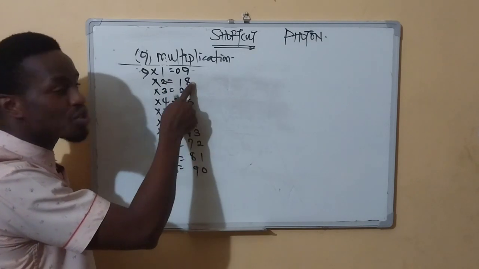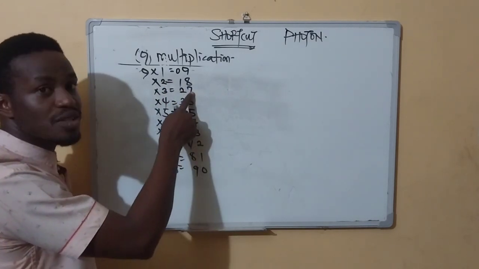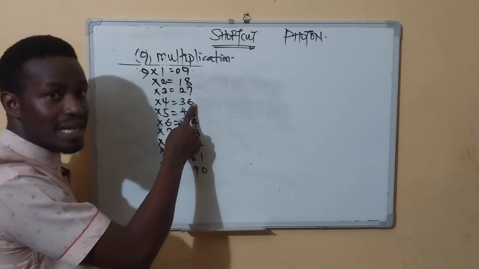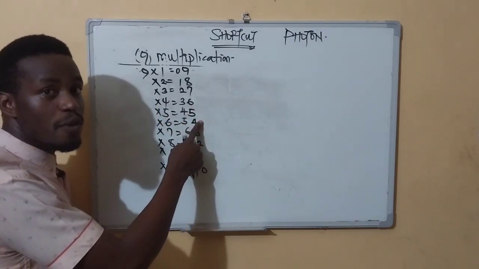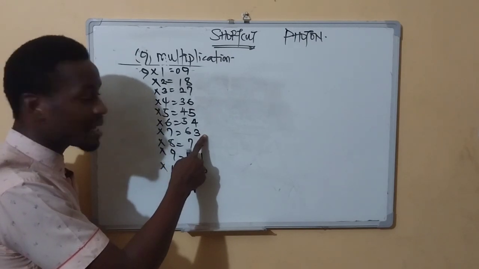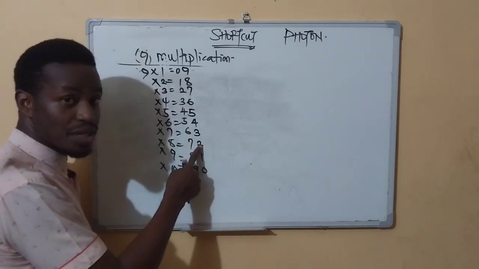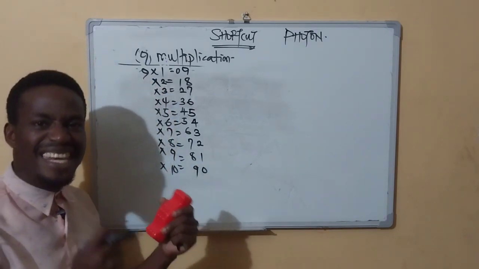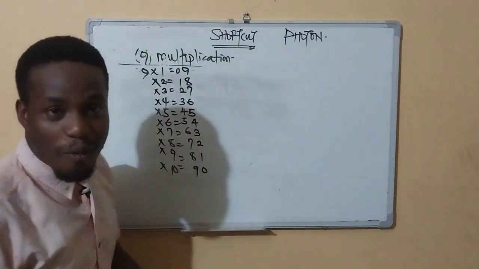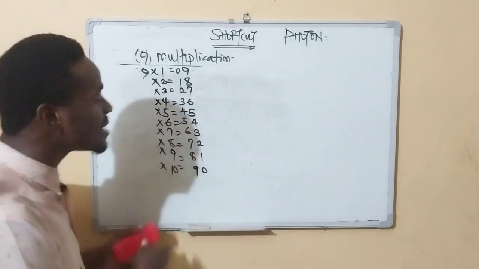9 times 1 is 9. 9 times 2 is 18. 9 times 3 is 27. 9 times 4 is 36. 9 times 5 is 45. 9 times 6 is 54. 9 times 7 is 63. 9 times 8 is 72. 9 times 9 is 81, and 9 times 10 is 90. Wow, what a journey from 2 times to 9 times.